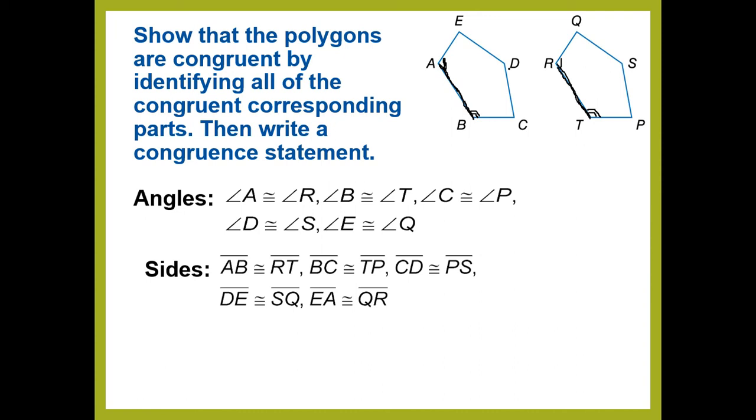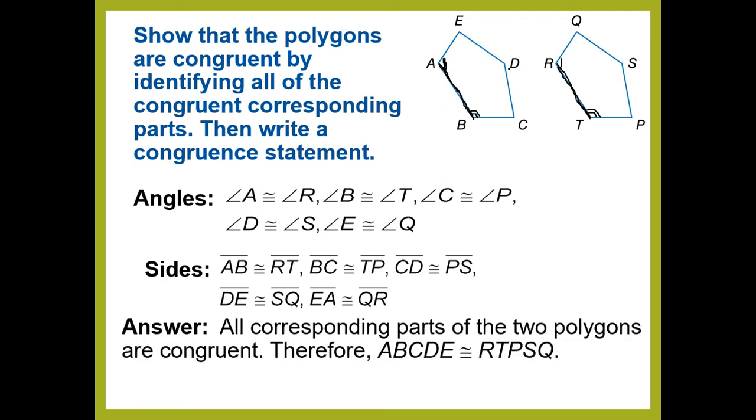Once we have our corresponding angles and our corresponding sides, and we know that all of those are congruent, we can write our congruence statement. So for this one, our congruence statement is going to say, all corresponding parts of the two polygons are congruent. Therefore, polygon ABCDE, which is this one right here, is congruent to polygon RTPSQ, which is this one right here.